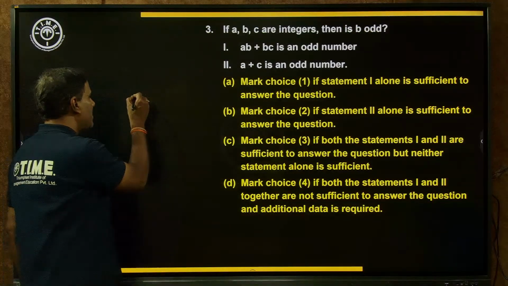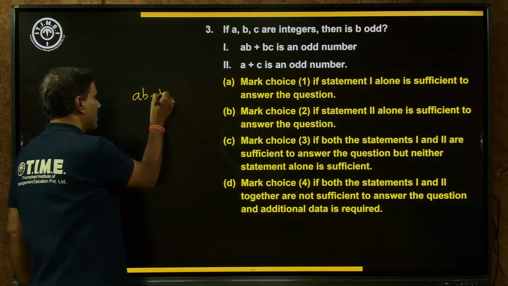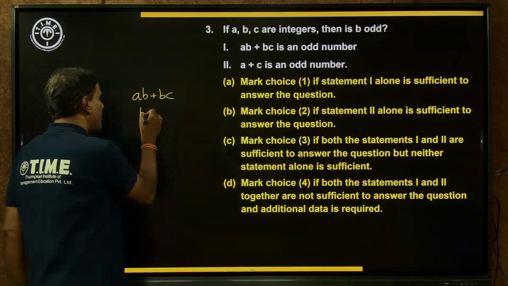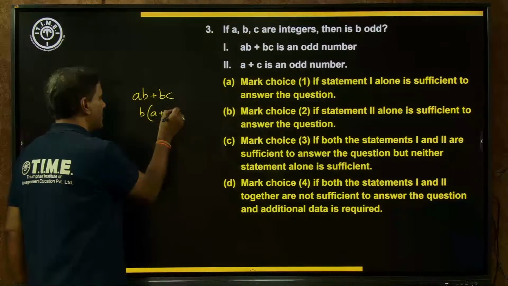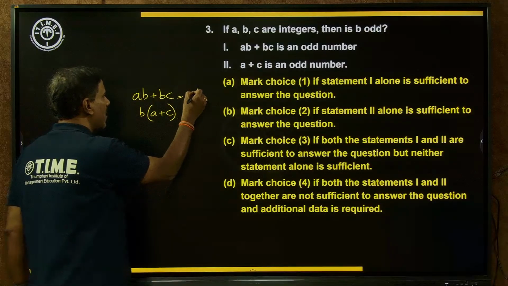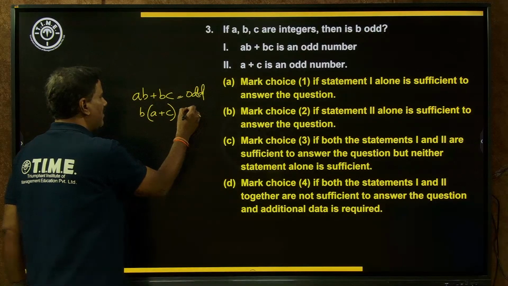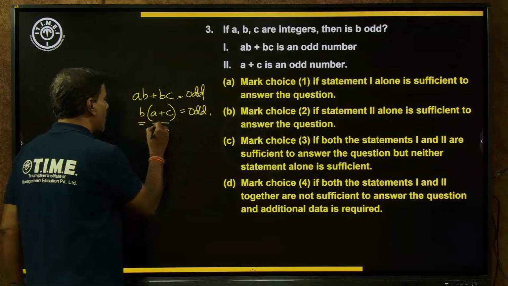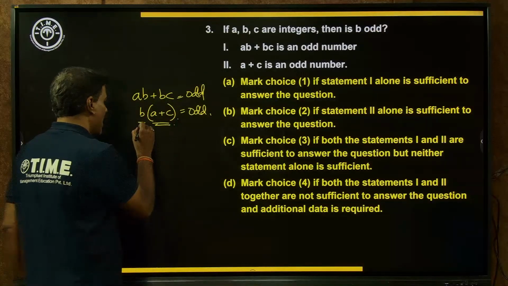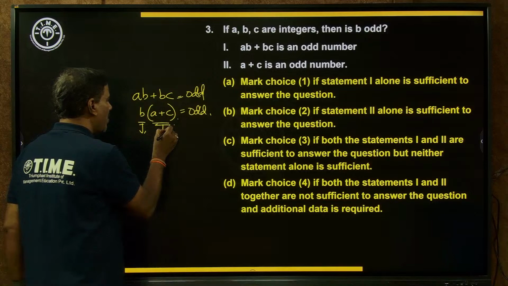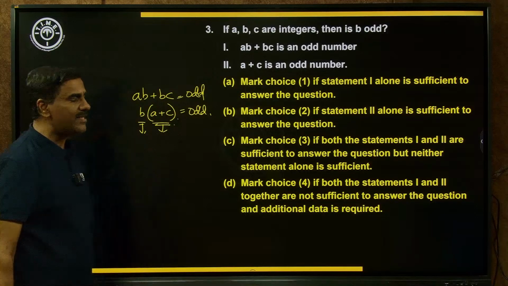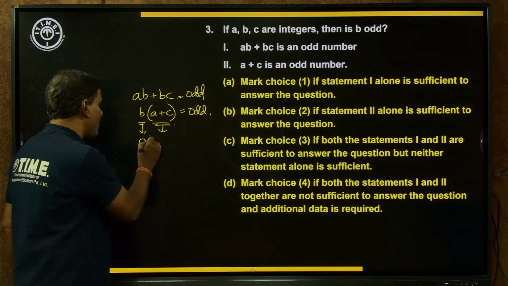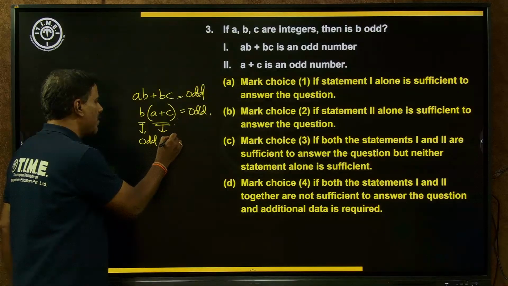So if AB plus BC is an odd number, taking B common we will be left with B into A plus C. This is given as an odd number. If we take common, we can write this also as an odd number. So the product of these two parts is odd. And when the product of two numbers is odd, each of them is odd. So B should be an odd number. In the same way, A plus C should also be an odd number.